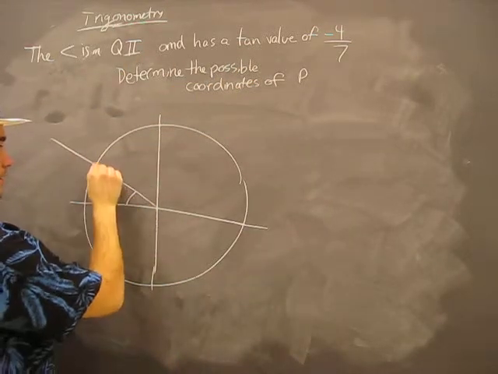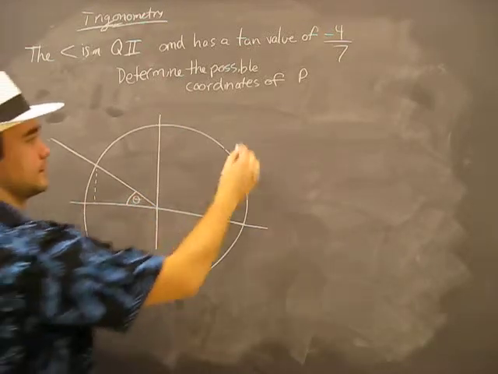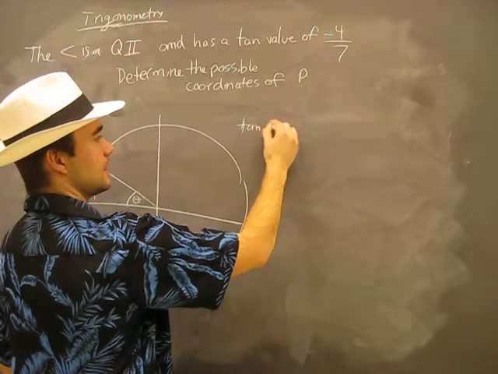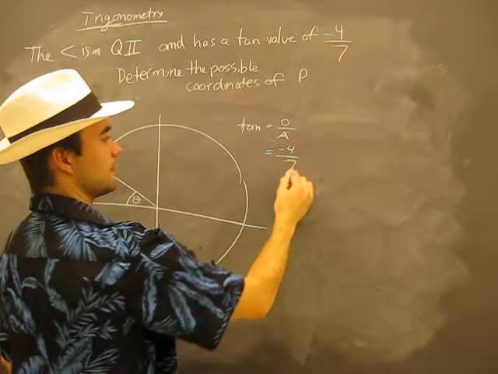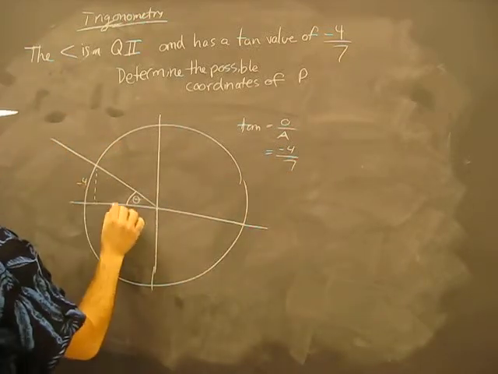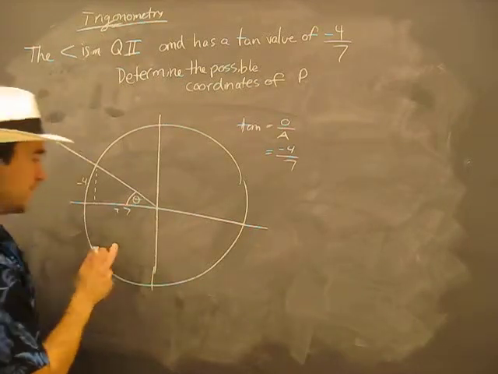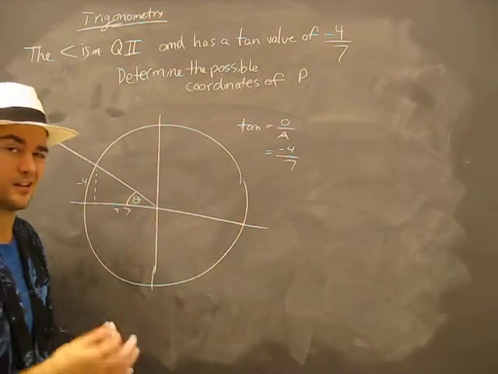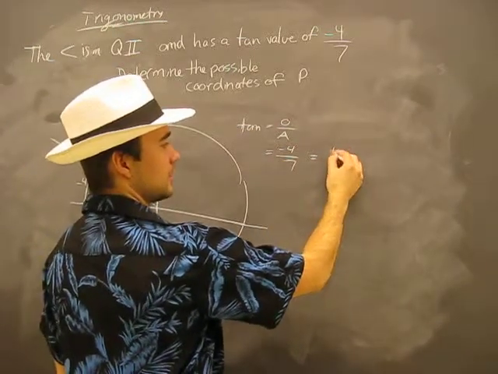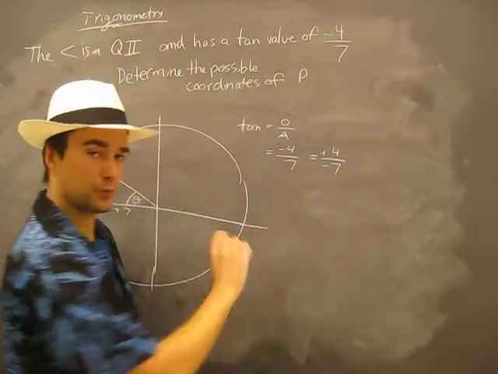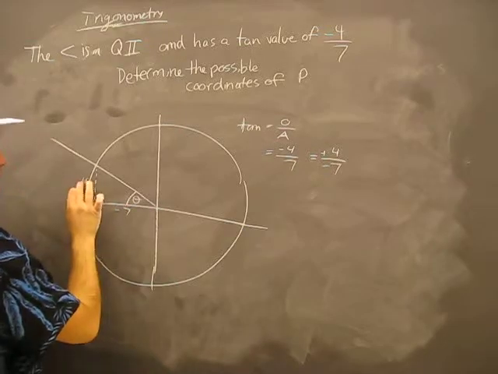If we drop that down and make our reference angle theta here, what this is telling us is that if tan equals opposite over adjacent, we have -4/7, so -4 and +7. Does it make sense that we can go left and call it +7 and go up going -4? Not really. So we realize this is the same as saying +4 over -7. It's the same ratio.